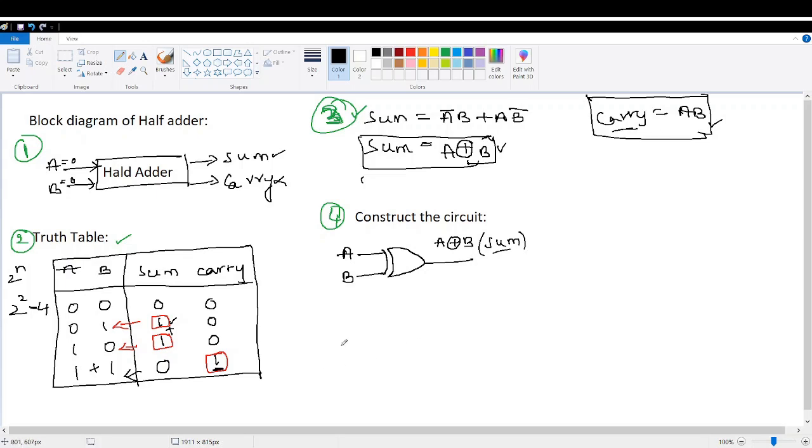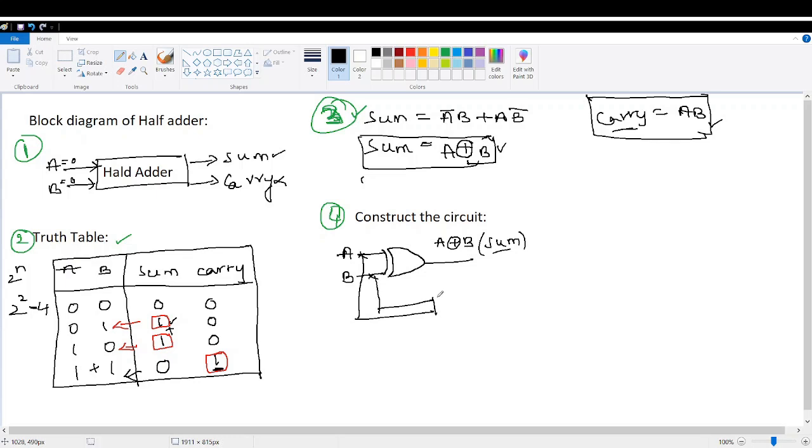Now carry. Simply for carry, AB, A and with B. You are doing one AND operation, so we need one AND gate over here. A is already available, so I will take A from here, I will drag this A and I will drag this B also.